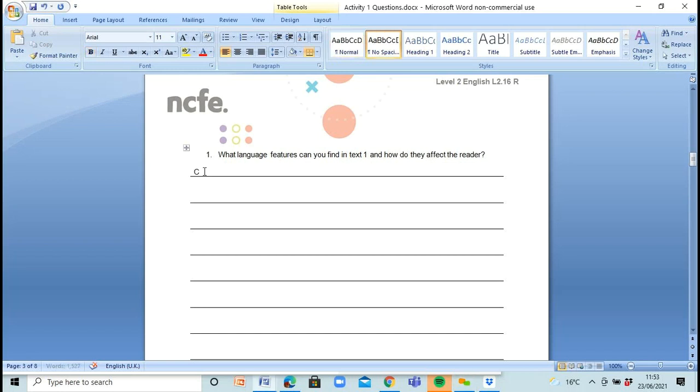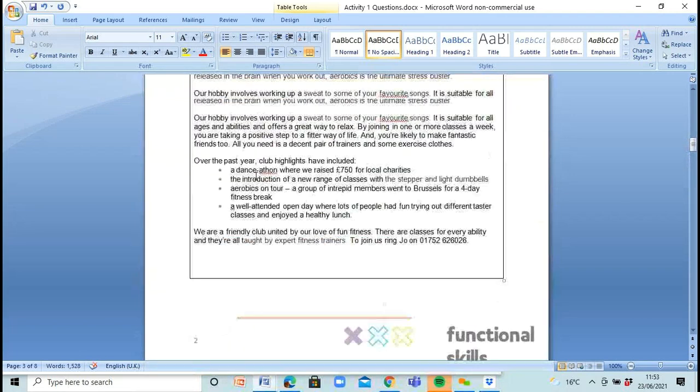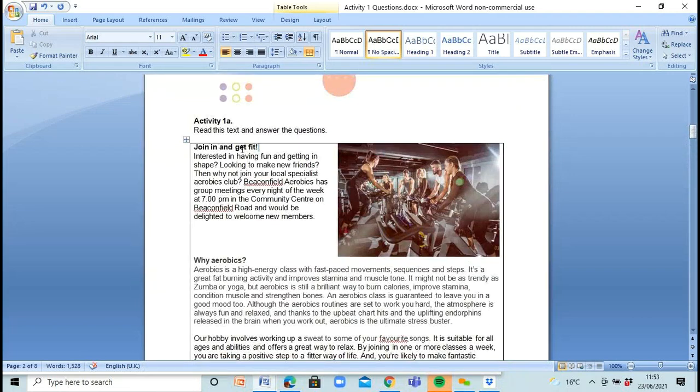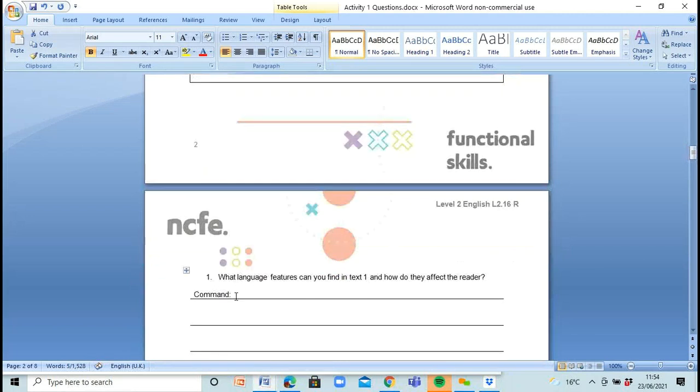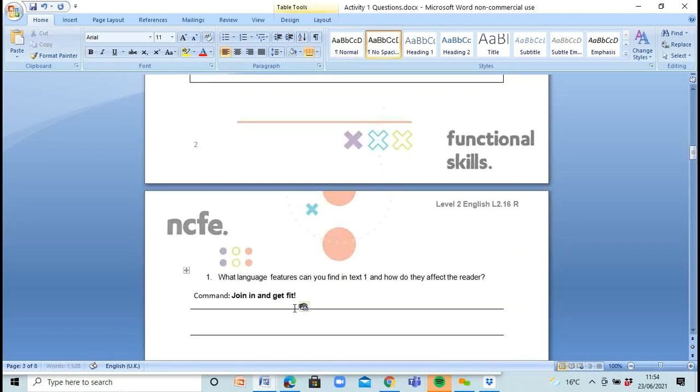What are the language features? They've got commands on here. So they've got a command, and that is this part here. It says, come and join in and get fit. That is a command. They're telling you to come, join in, get fit. It's got an exclamation mark. So you'd put that down there. So this is a command.